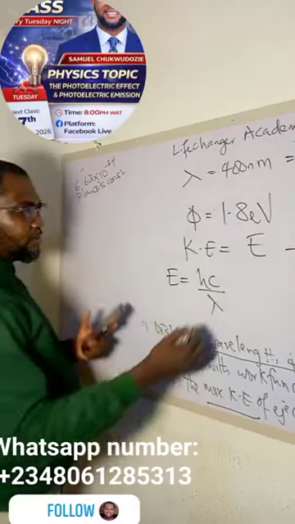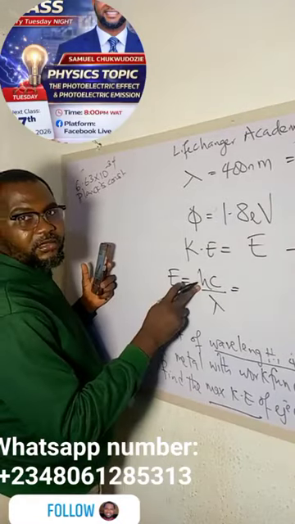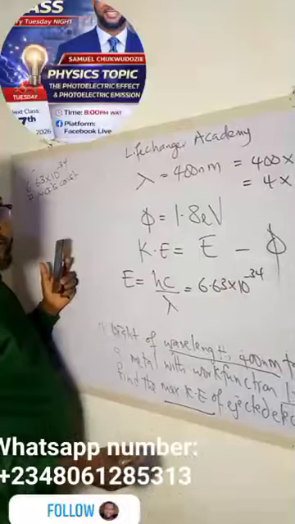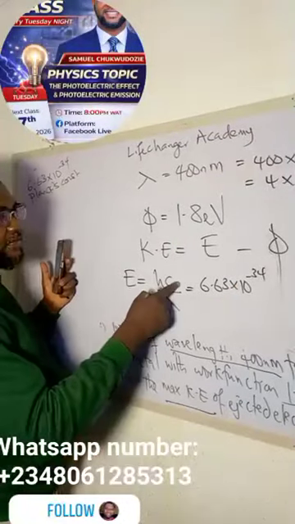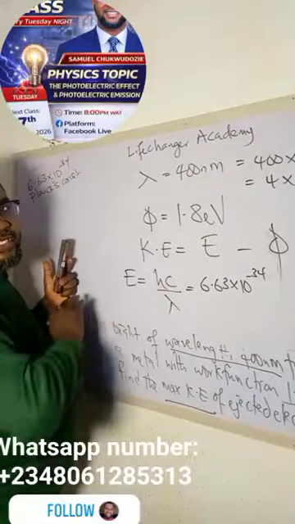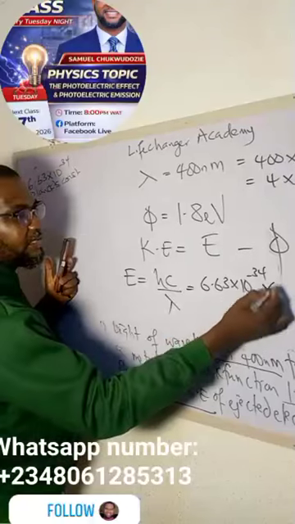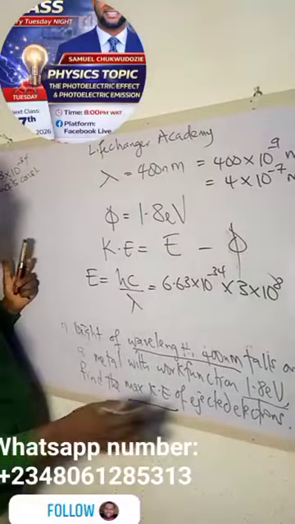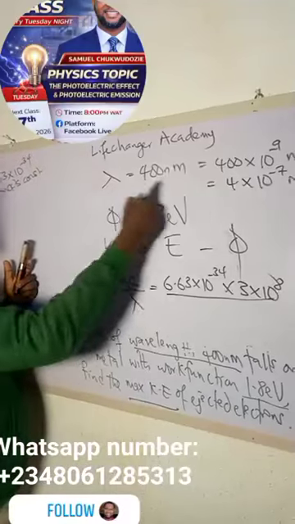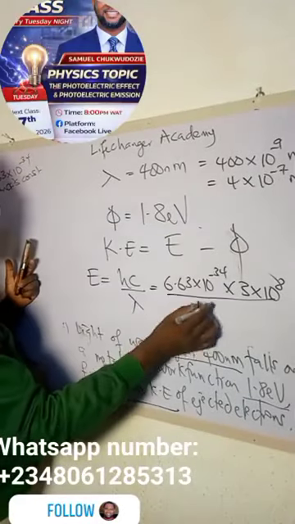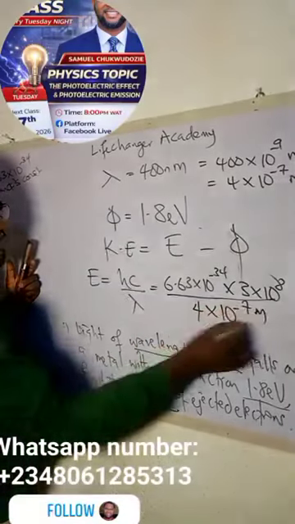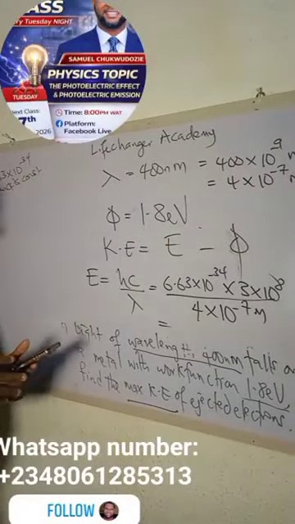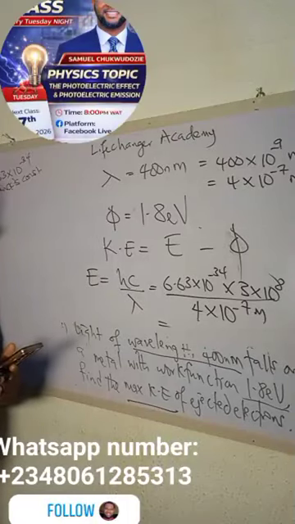So the value of h is constant, 6.63 times 10 raised to the power minus 34. The value of c is also constant. Speed of light is 3 times 10 to the power 8, a constant value. Then your wavelength is what is given in the question, which is 4 times 10 raised to the power minus 7 meters. Let's calculate that if you have your calculator. Let me use my calculator.